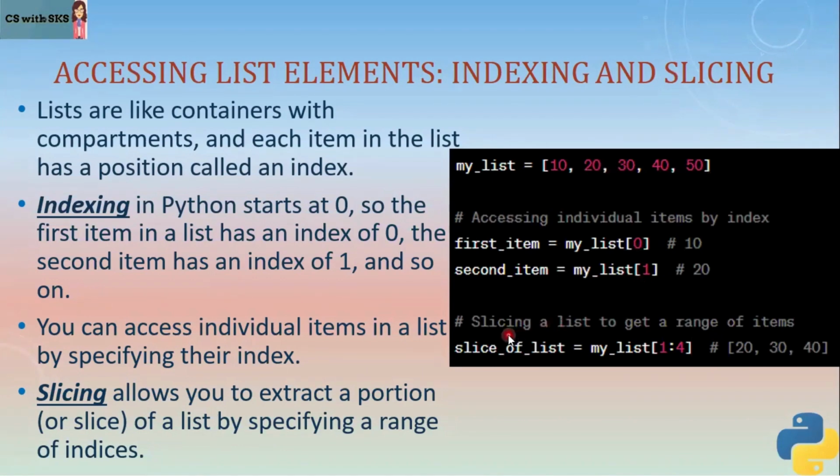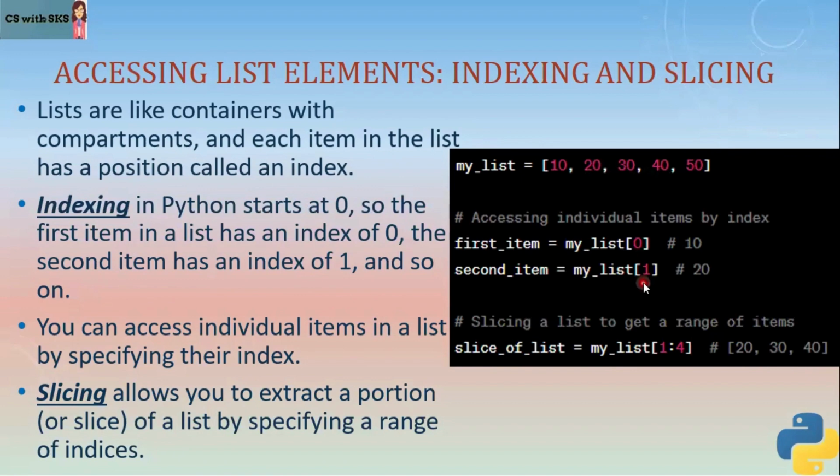Right? So now let's see how we slice a list to get a range of items. So slice of list, that's a variable name, equals my list, which is the list name. I want to access only items from 20 up to 40. So 20, its index value is 1, and for 40, index value is 3.